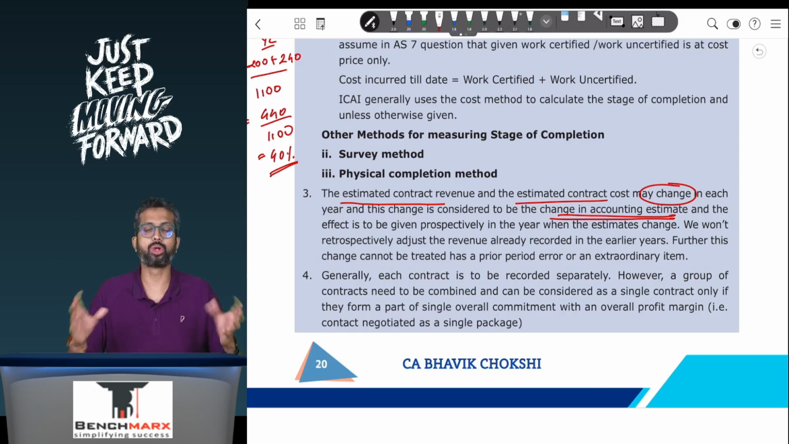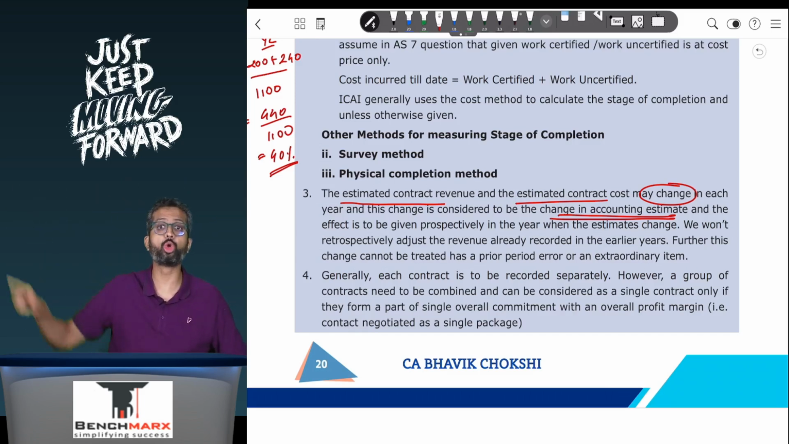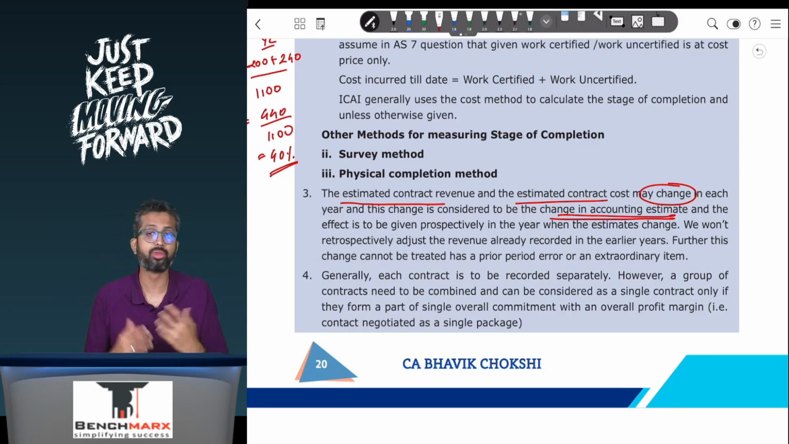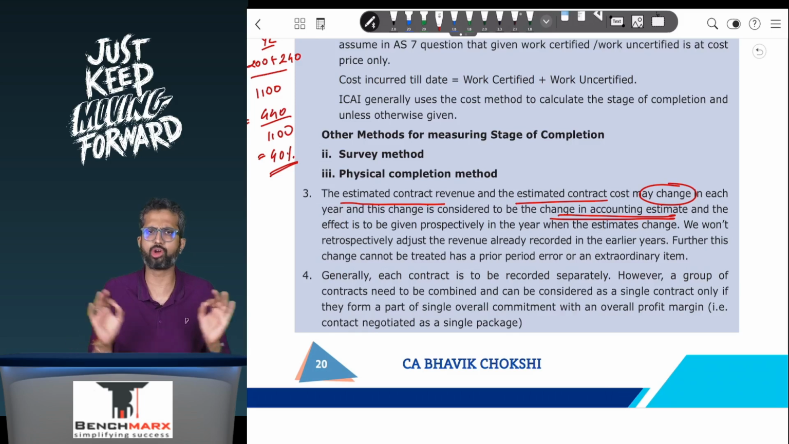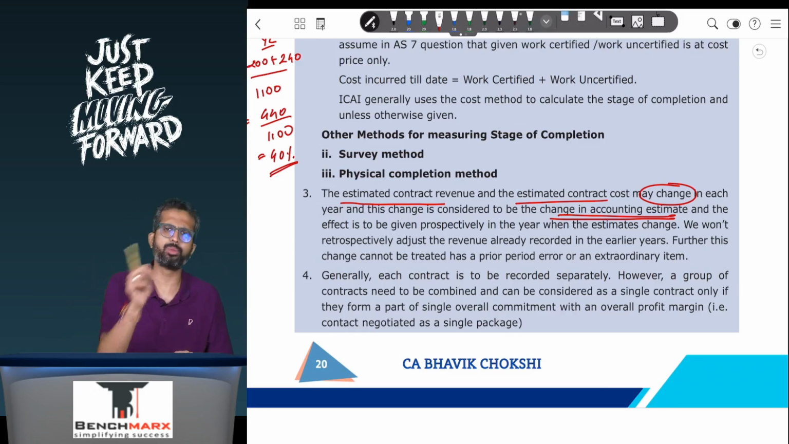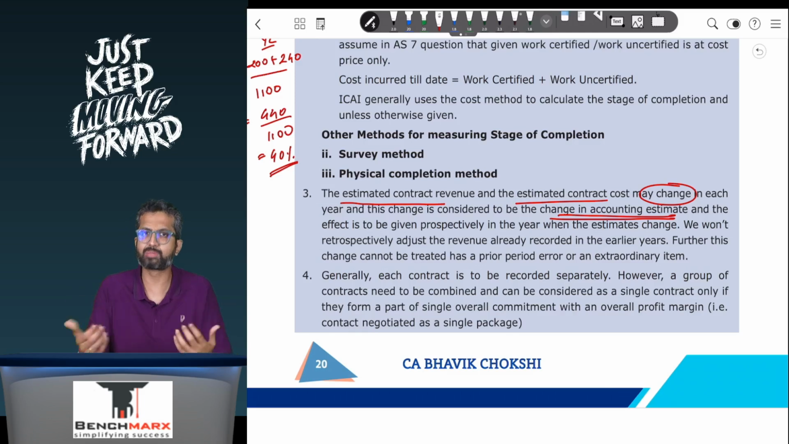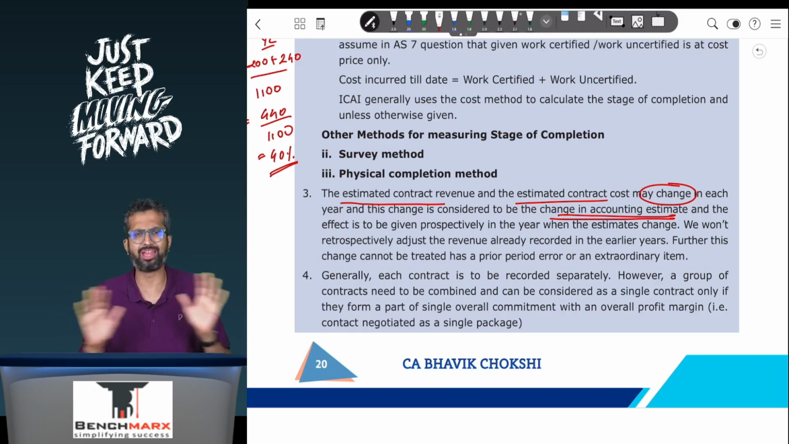In which case, what should I do? Should I account for all the 5 dams separately? The answer is no. Why? Because they are all subjected to a single overall profit margin. The profit on the 3 dams is dependent on the loss of the 2 dams. On the other hand, if the Himachal Pradesh government never told me that I have to bid for all the 5 dams, I could have even bid for the 3 dams, 1 dam, 2 dams, whatever. However, in this particular case, the Himachal Pradesh government never told me that.